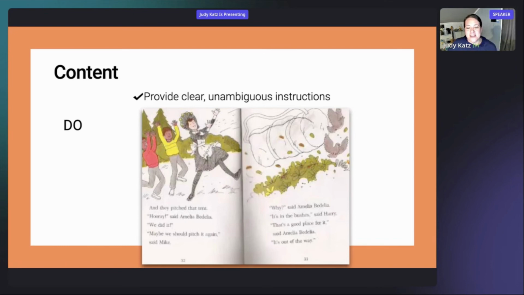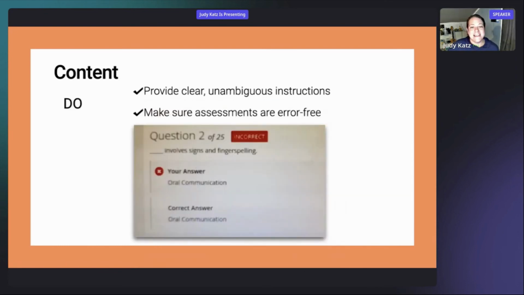So you can see some of the hilarity that ensues whenever instructions are not clear and are ambiguous. Another thing that can be very, very problematic is when things are not QA'd well. This is an actual screenshot from a friend of mine who is ADHD and autistic and was taking this course to become a CNA. And you can see that he answered correctly.